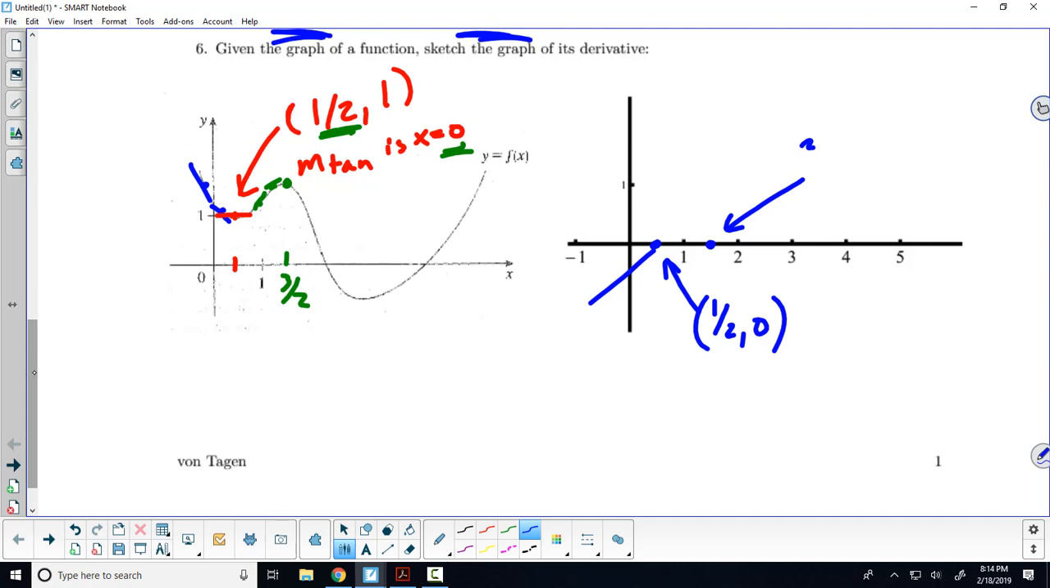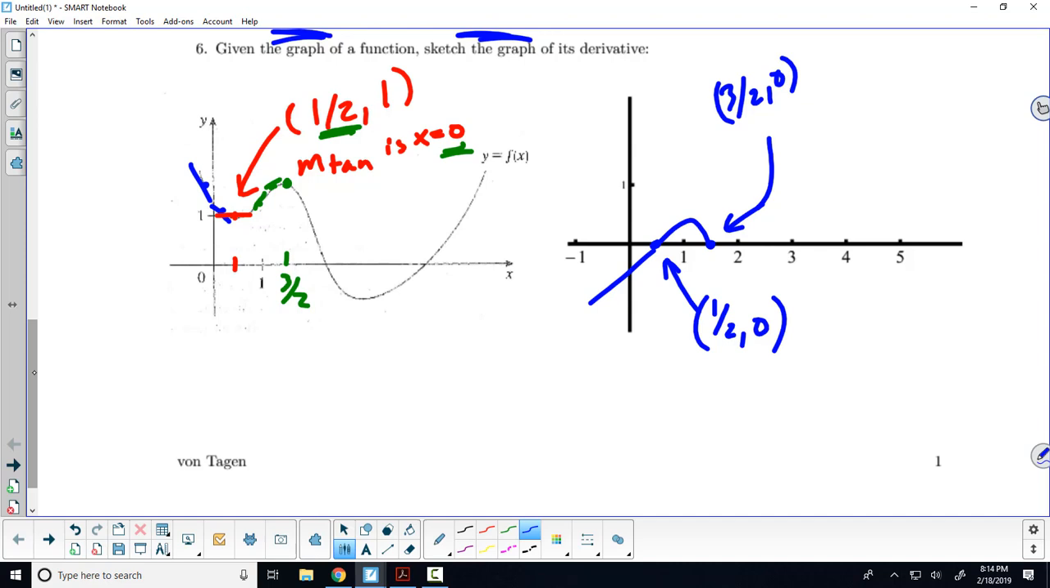That's probably too far to draw that. At 3 halves, the derivative is again 0. Okay. And what was the sign on the derivative between x equals a half and x equals 3 halves? Because the slopes of the tangent lines were positive there. So it looks something like that. Okay. I'm not concerned with getting actual numbers on this just yet. I'm just getting the shape of the graph down.